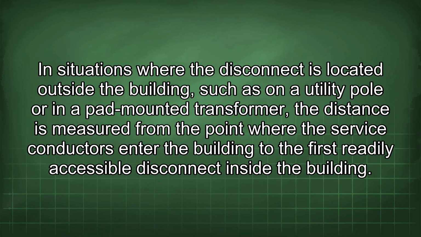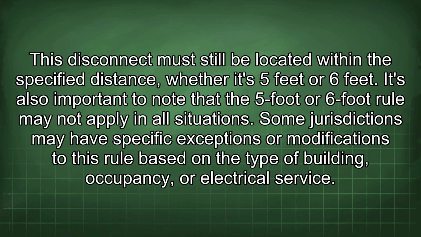In situations where the disconnect is located outside the building, such as on a utility pole or in a pad-mounted transformer, the distance is measured from the point where the service conductors enter the building to the first readily accessible disconnect inside the building. This disconnect must still be located within the specified distance, whether it's 5 feet or 6 feet.